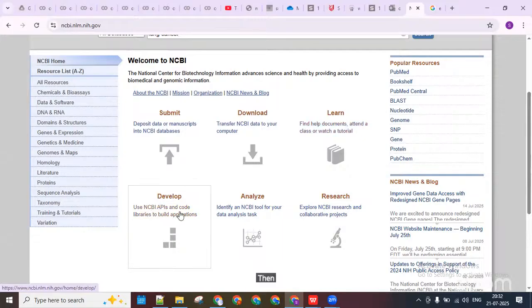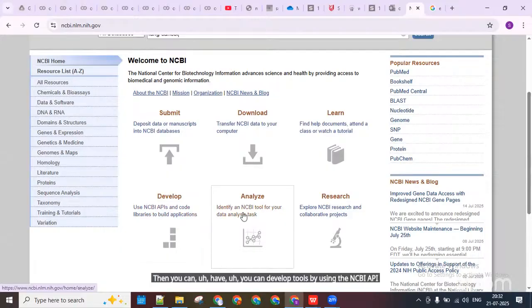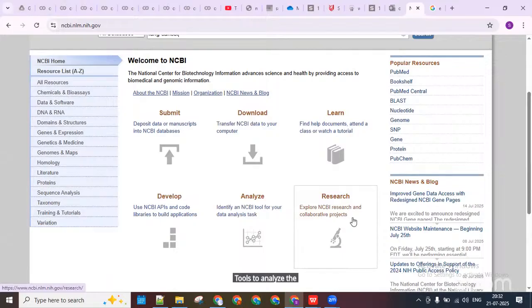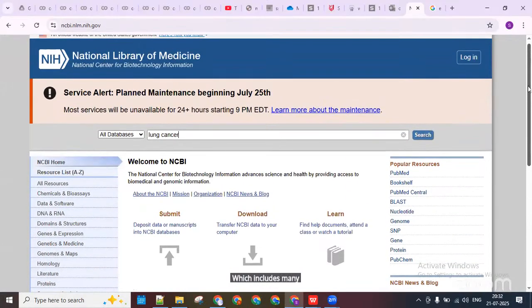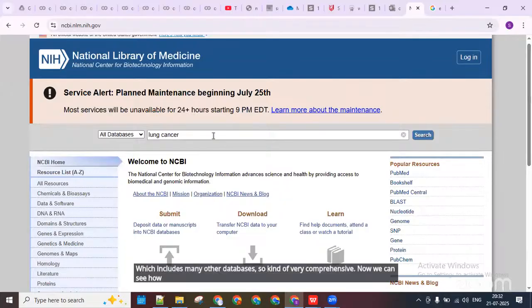Then you can develop tools by using the NCBI API, and there are tools to analyze the data as well, and research specific tools, okay. So further you can explore this database because it is a more comprehensive type of database which includes many other databases, so very comprehensive. Now we can see how we can search for the data set.